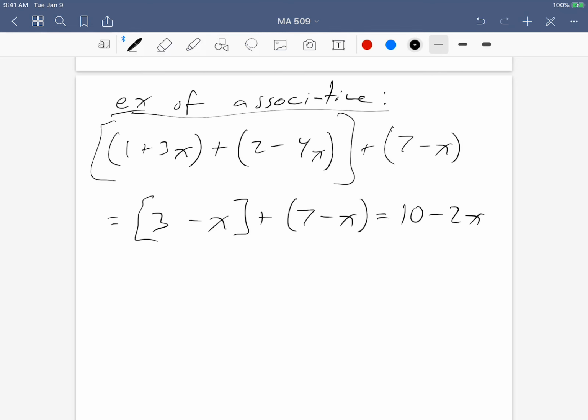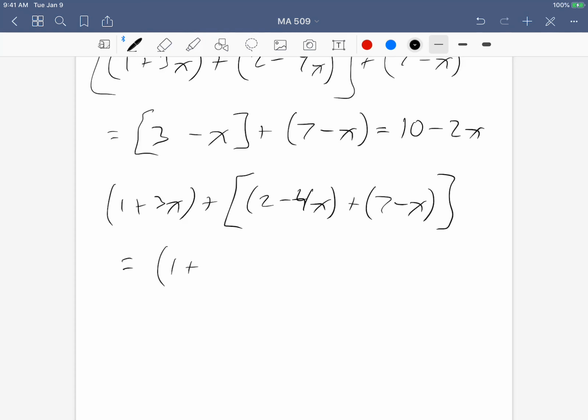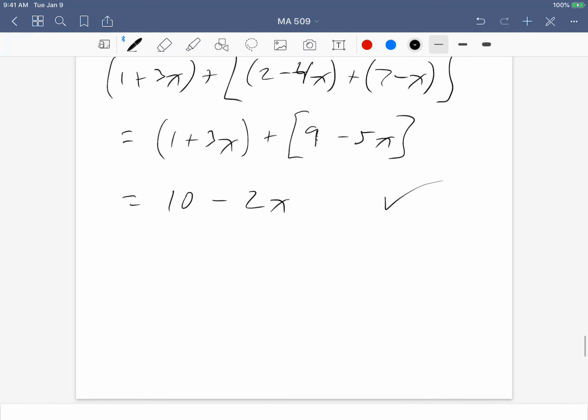Okay. On the other hand, if I add it the other way, so 1 plus 3x plus square brackets, 2 minus 4x plus 7 minus x. If I do this out, I'm going to get the same thing. And the reason this is going to work is, again, because it doesn't matter if I add 1 and 2 and 7. It doesn't matter which order I add those in. Which pair I add first is what I mean. Okay, so let me finish this up. So it looks like we get 10, and a 3x minus 5x gives us minus 2x, just like before. And so we definitely are associative. And if you think this through, it'll work for whatever polynomials you have.